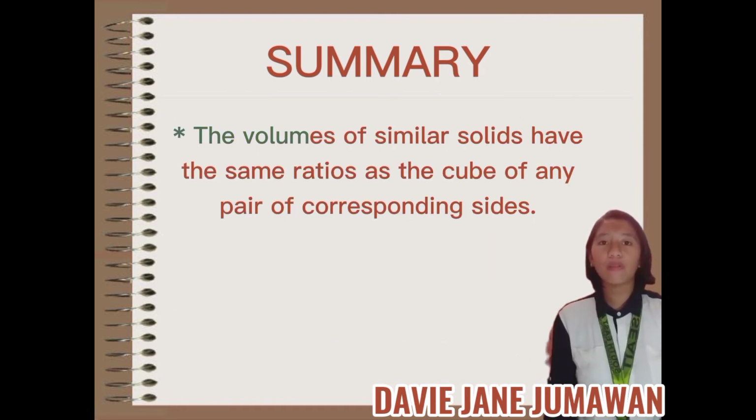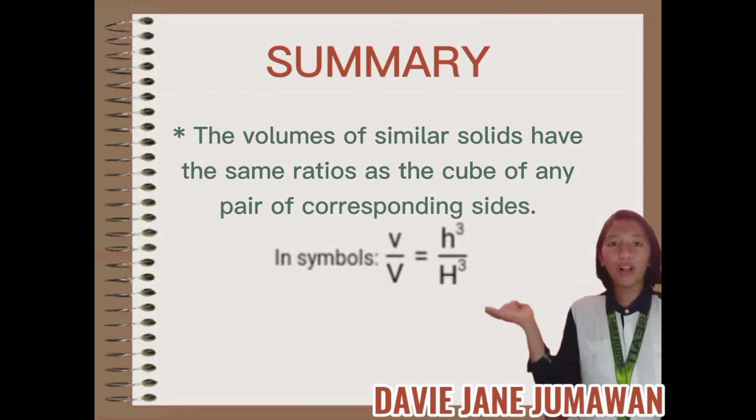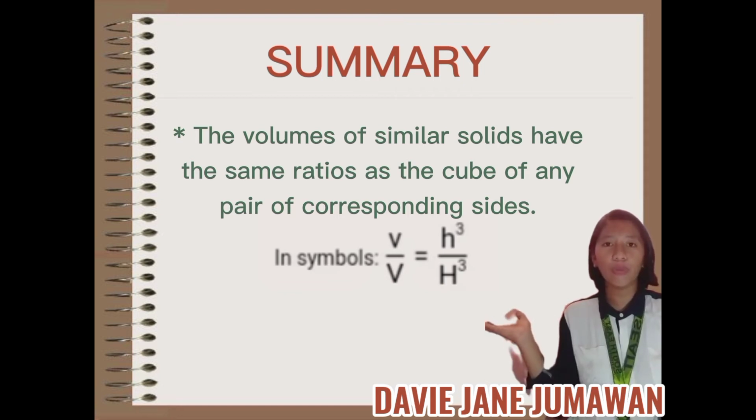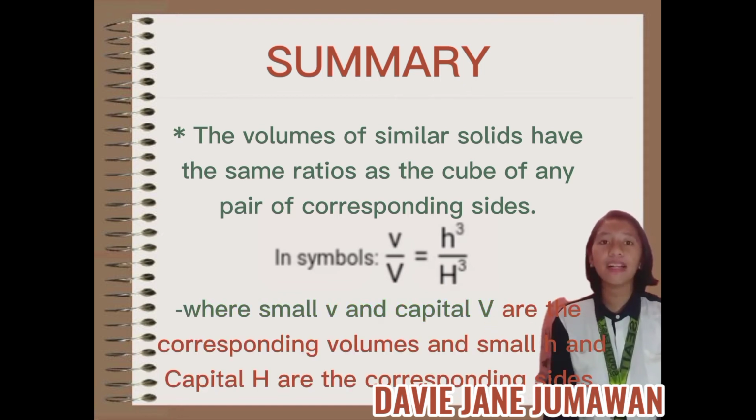The volumes of similar solids have the same ratio as the cube of any pair of corresponding sides. In symbols, small v over capital V is equal to small h cubed over capital H cubed, where small v and capital V are the corresponding volumes and small h and capital H are the corresponding sides.